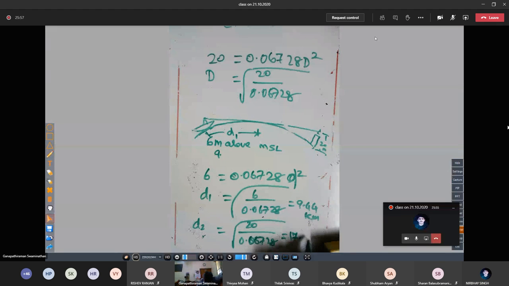So the distance between this fellow and that fellow is D1 plus D2, which is 26.68 kilometer. This is a real practical problem. When you are approaching the shore, this fellow is 26.68 kilometer away from it. Is it okay for you?